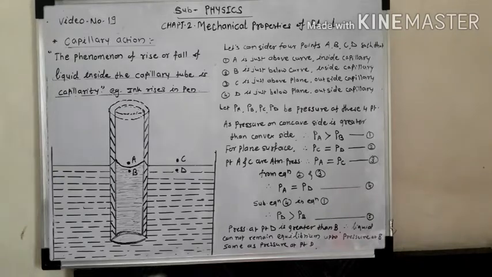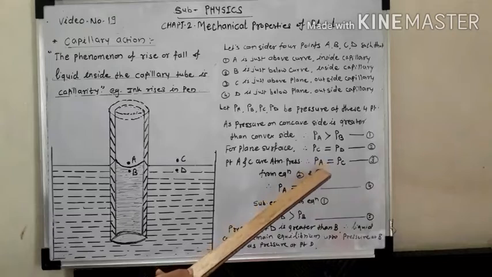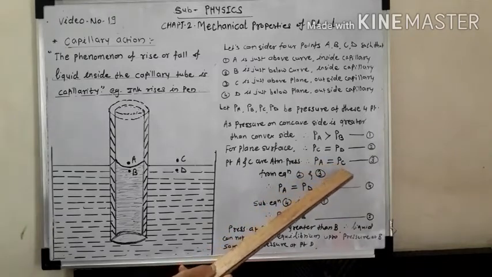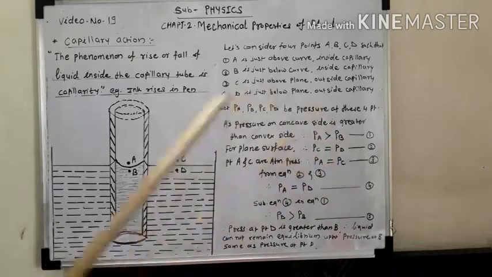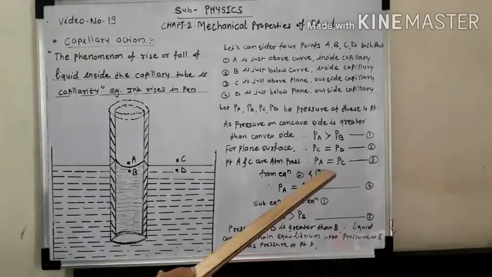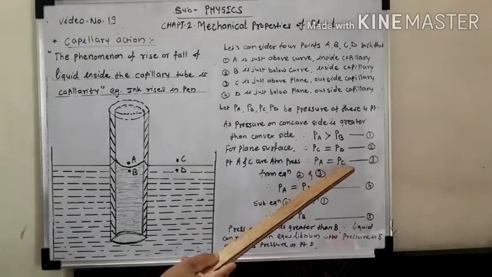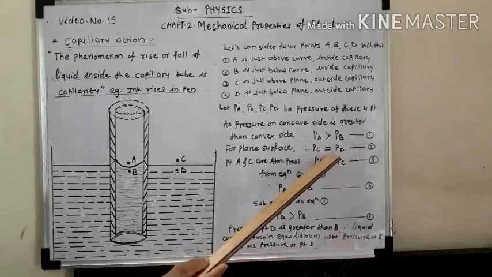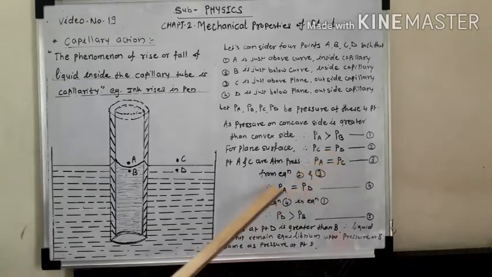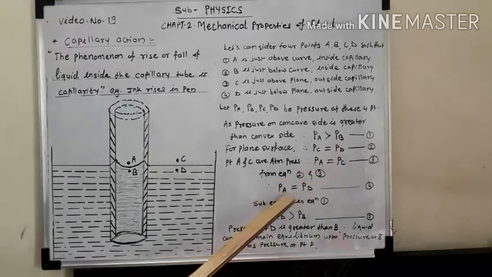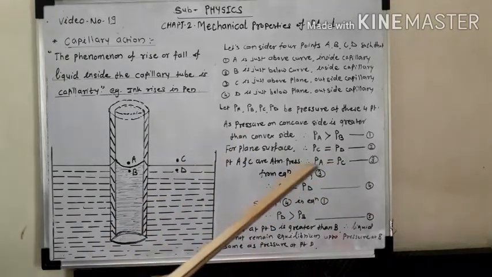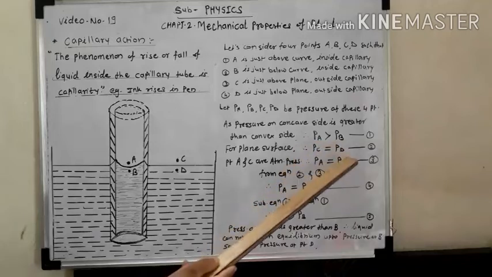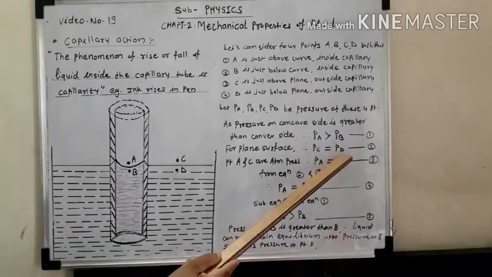Now compare equations 2 and 3. See here, PA is equal to PC and PC is equal to PD. That means instead of PA, we can write PC, and again PC is equal to PD. Therefore, from equations 2 and 3, PA is equal to PD.